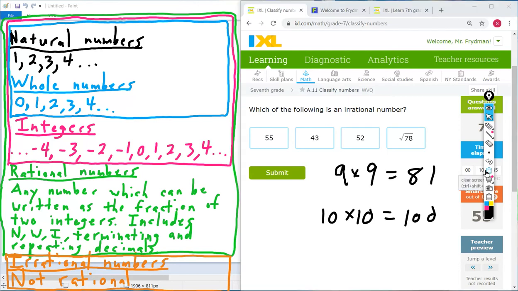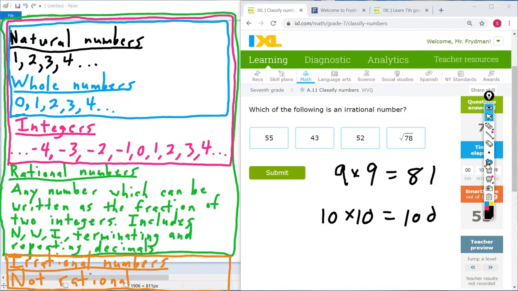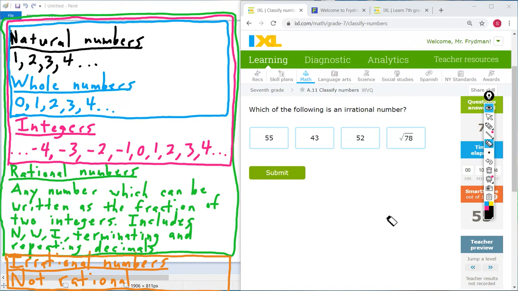Which of the following... Whoa, I did not want to do that. I just wanted to erase this. Okay.